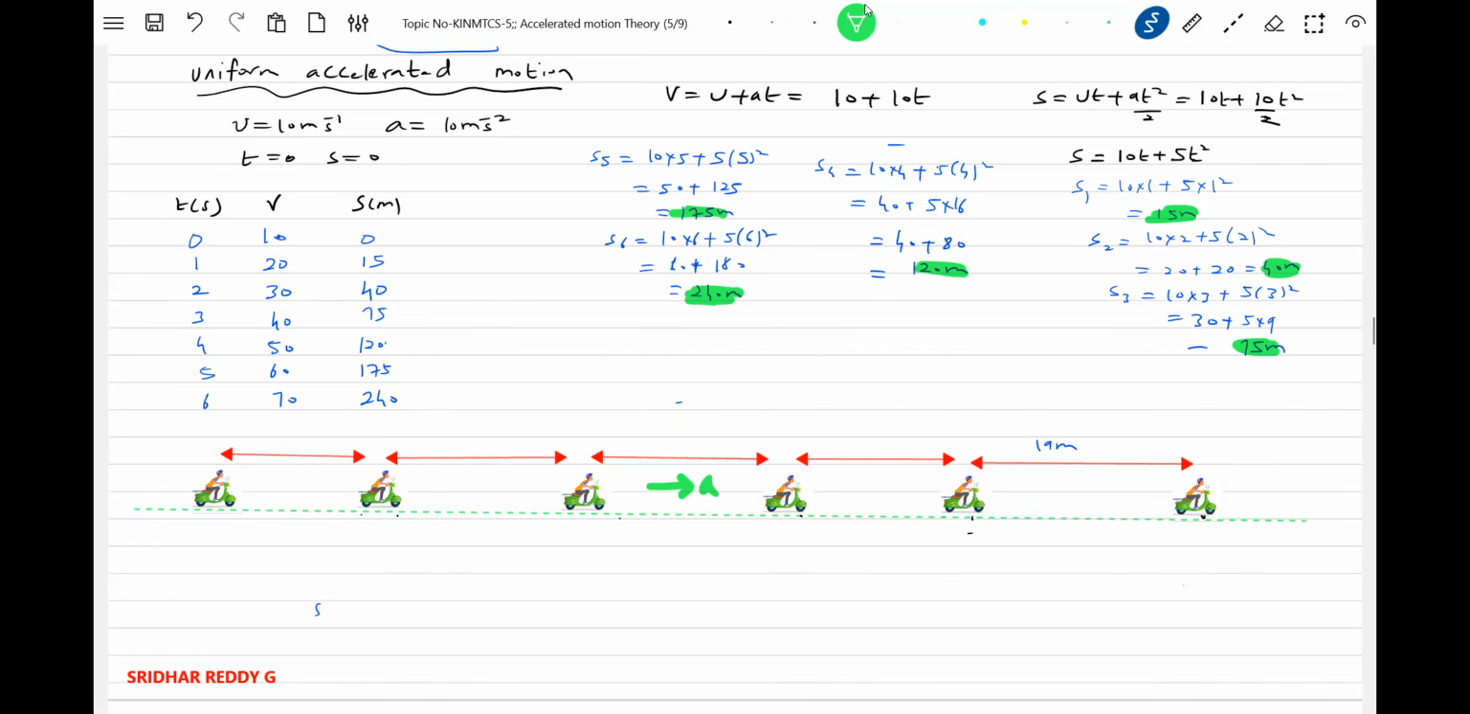Let's get into again the same set of data, which at t equal to 0, it will be here, and s equal to 0. After 1 second, it will be at a distance of how much? It will be at a distance of 15 meters. After 2 seconds, it will be at a distance of 40 meters. I should increase the distance. I don't have space.